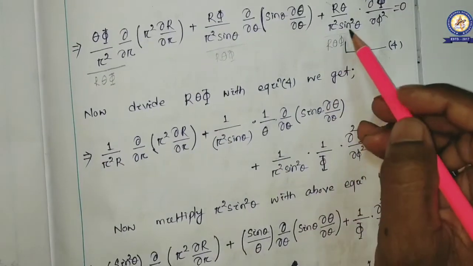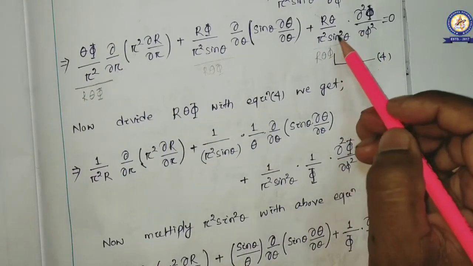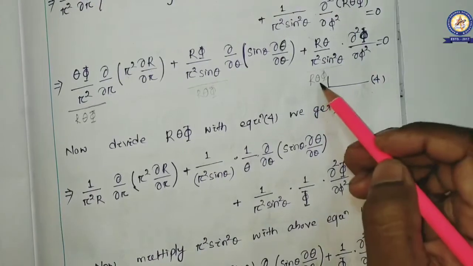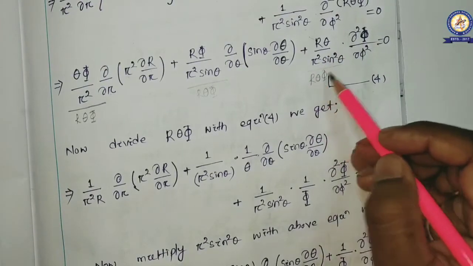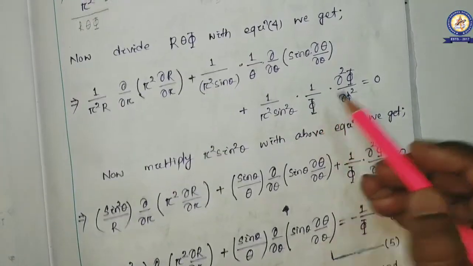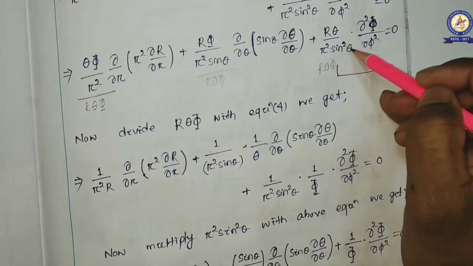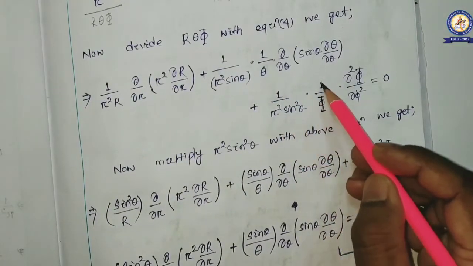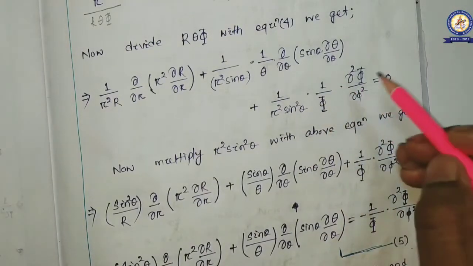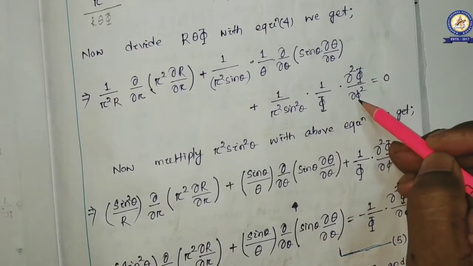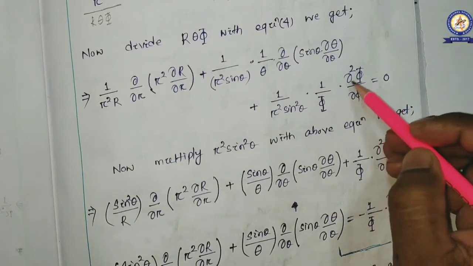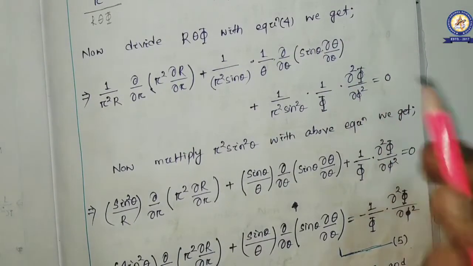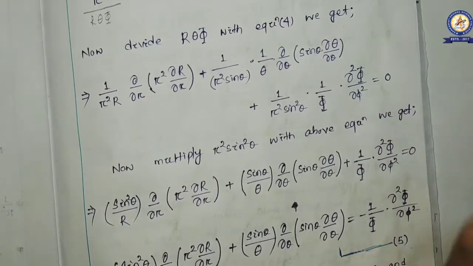Then the third term here: when we divide by RΘΦ, R and Θ got cancelled, and we found 1 by Φ, and already 1 by r square sin square θ is there, 1 by r square sin square θ into 1 by capital Φ into del square capital Φ by del φ square. You have to just read it like this: del square by del φ square of capital Φ equal to 0, right.